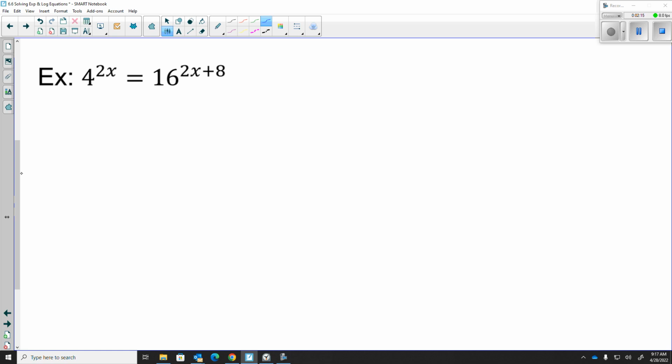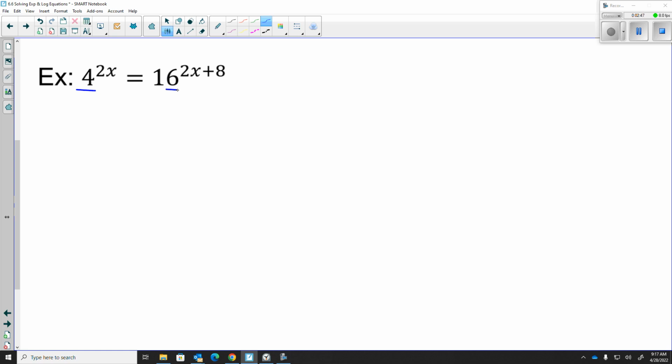All right, here you go. Here's the equation. My question is this. Are the bases the same? No. It's 4 and 16. So I can't drop the base because they're not the same. So the thing we got to figure out is, can I somehow rewrite them to make them the same? Well, I don't want to divide anything. I don't want to change anything. I just want to rewrite it.